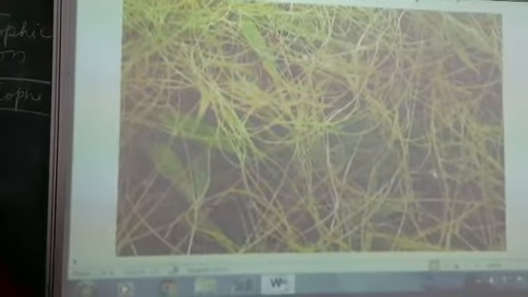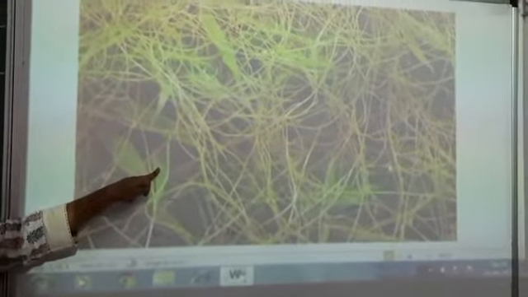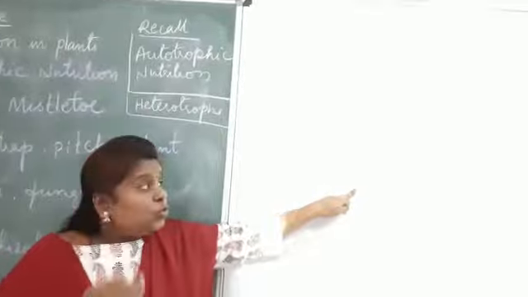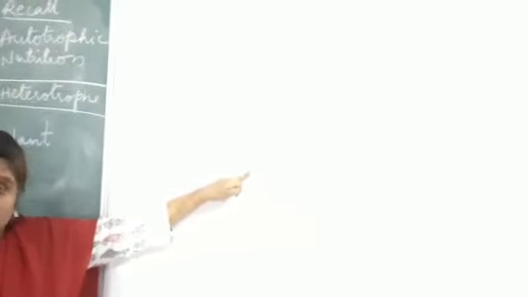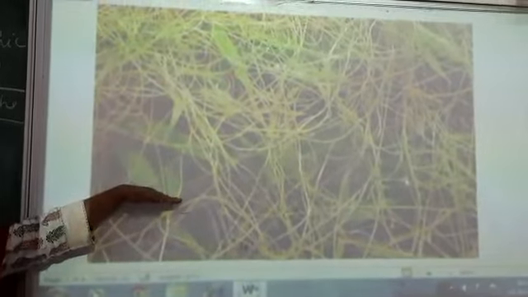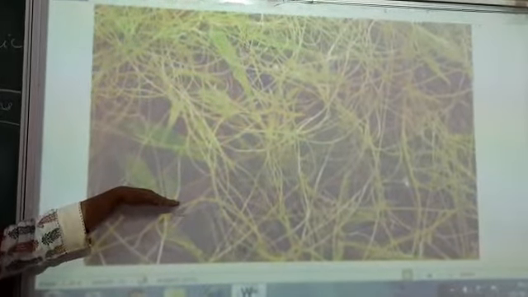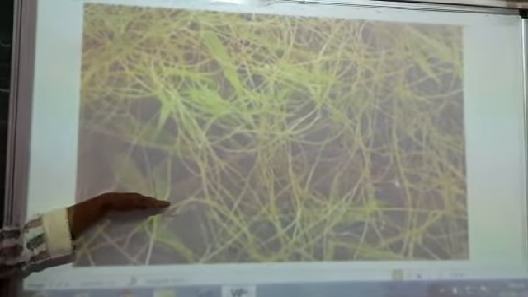Then how does it obtain its nutrients? The roots are modified. They penetrate deep into the host. The roots of the dodder plant penetrate into the stem of the host, and from there they derive their nutrients. And as these plants completely depend upon the host for their nutrients, it is called a total parasitic plant.